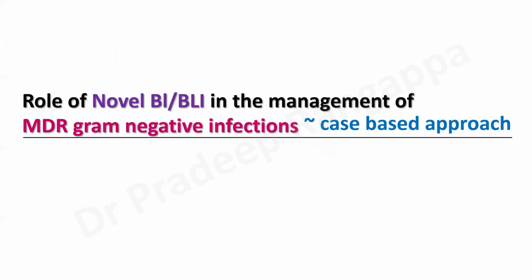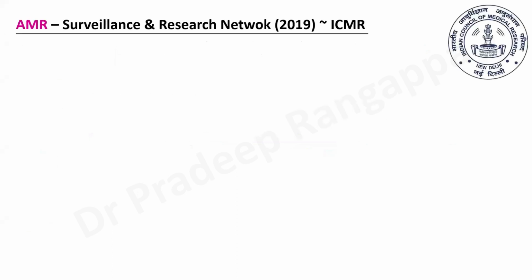So the way I will take you through this talk is to talk about a case scenario, the whole burden of MDR infections we have, and what are the choices we have at this point of time. When you look at the prevalence or occurrence of MDR infections, this is the latest data we have. This is from the Antimicrobial Resistance Surveillance and Research Network, from ICMR, and this is 2019. They have released their data.